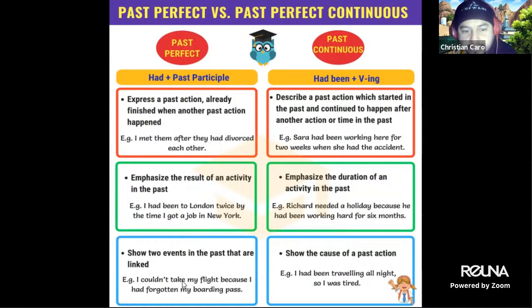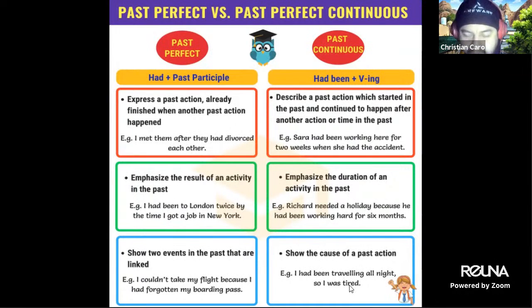The next, I couldn't take my flight because I had forgotten my boarding pass. Lo que hablamos en delante, ¿cierto? Couldn't take my flight because, entonces estoy dando el porqué. I had forgotten my boarding pass. Al revés sería, ¿cierto? I had forgotten, or I'd forgotten my boarding pass, so I couldn't take my flight. It's pretty much the same thing.